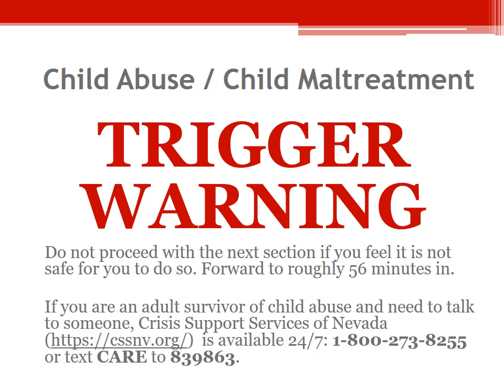If you are an adult survivor of child abuse and you need to talk to someone, the Crisis Support Services of Nevada are available 24/7. You can call them at 1-800-273-8255, or you can text the word CARE to 839-863.